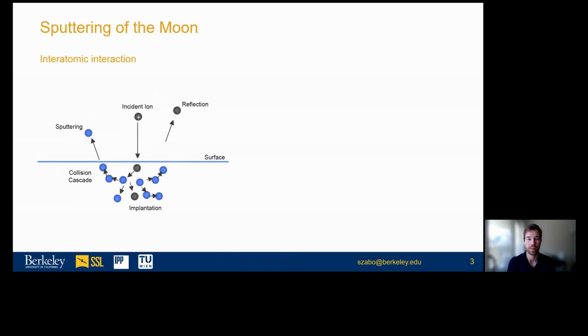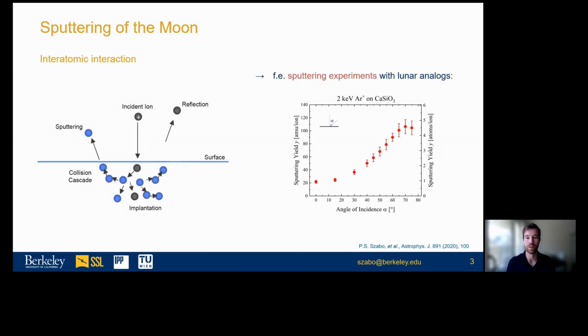Now, we can, for example, do lab experiments of the sputtering to better understand this. This was, for example, part of my PhD thesis, where you can see here one plot for the sputter yield over angle of incidence in respect to the surface normal. And we compared experiments to models with SDTrimSP, a Monte Carlo code for sputtering, and found that if you fine-tune some parameters, you can actually get a very good agreement, for example.